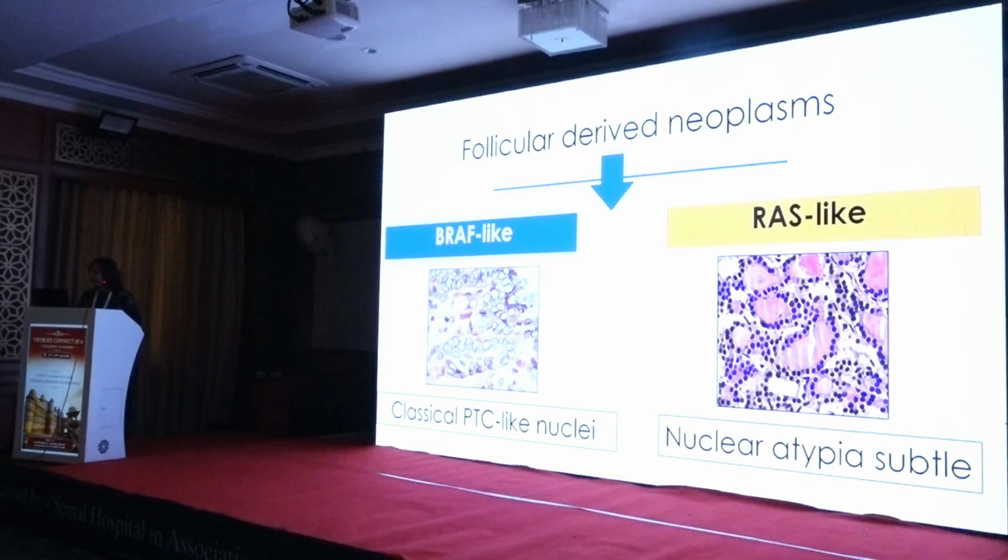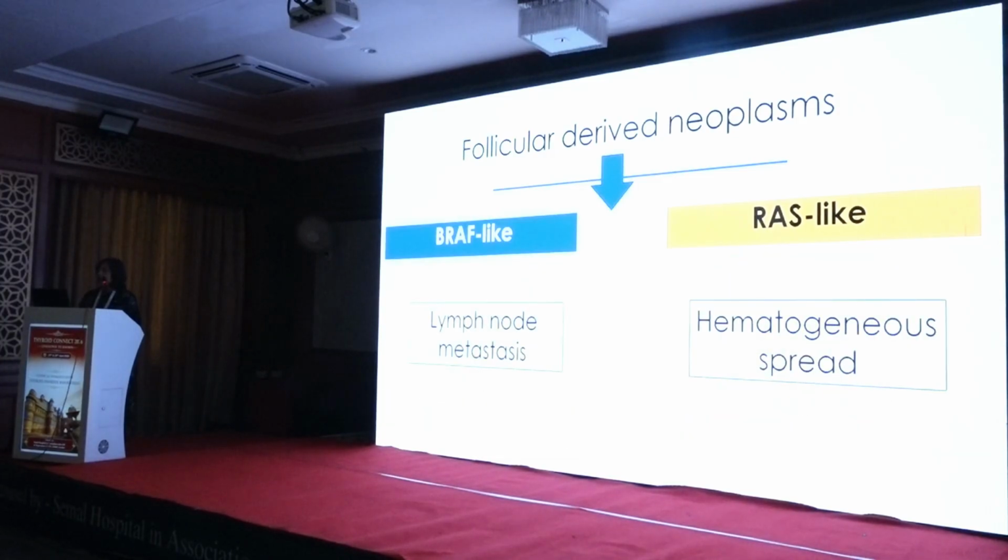Whereas the RAS-like tumors, the follicular tumors, have follicles and they have nuclear atypia, but they don't have classical PTC-like nuclei. They have some subtle nuclei. So you can say maybe some PTC-like, some not PTC-like. The nuclear atypia is subtle. And BRAF-like tumors, like the papillary, have a lot of lymph node metastasis, whereas the RAS-like have distant metastasis or hematogenous metastasis.